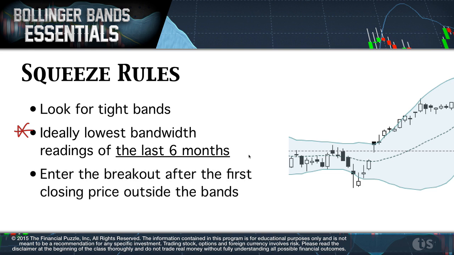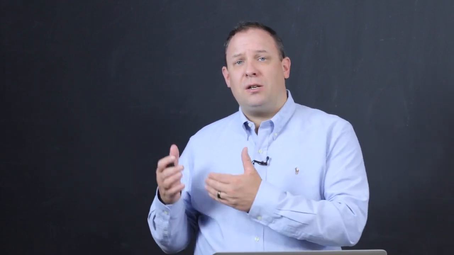Enter the breakout after the first closing price outside the band. This is your first rule right here, your first real entry rule. Enter on the first closing price outside the bands. In other words, once the candlesticks close outside the bands, that is actually a signal of strength.